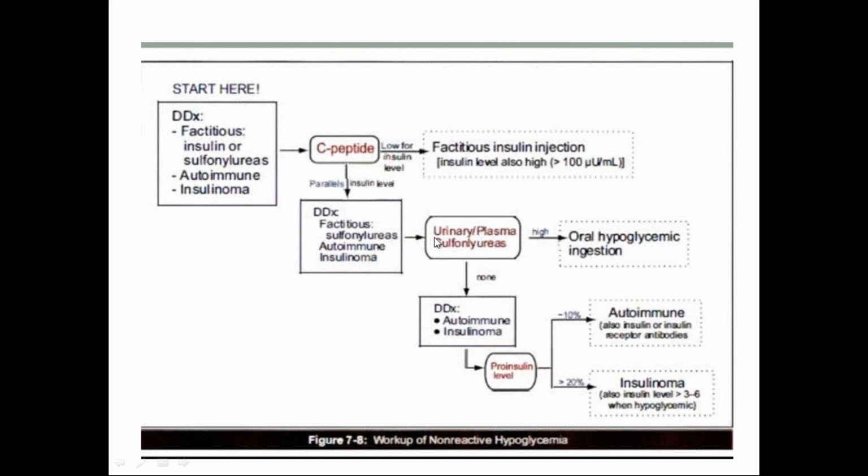How do we rule out? As we have seen in the previous slide, urinary or plasma sulfonylureas can be measured, and if they are high, then we can diagnose it as oral hypoglycemic ingestion. But if absent, then we are left with two causes, autoimmune and insulinoma. And then we measure the pro-insulin levels. If they are around 10%, then it is the cause of autoimmune. But if the pro-insulin levels are very high, like greater than 20%, then we can diagnose it as insulinoma.